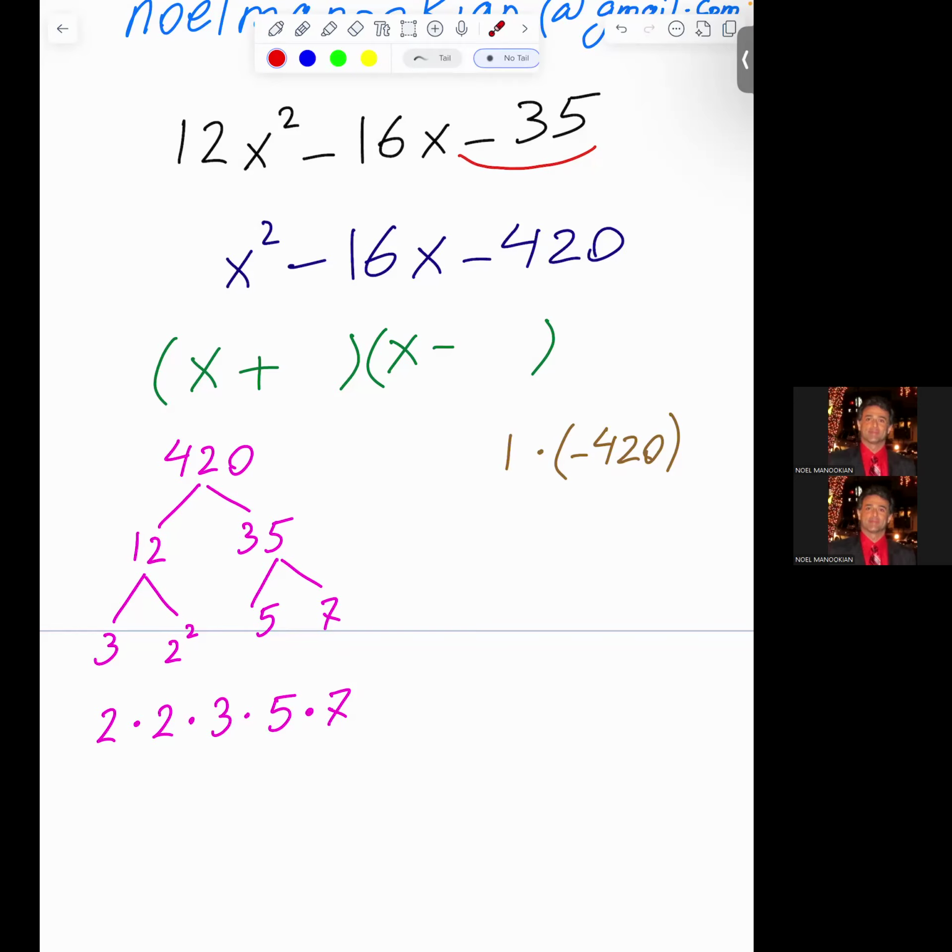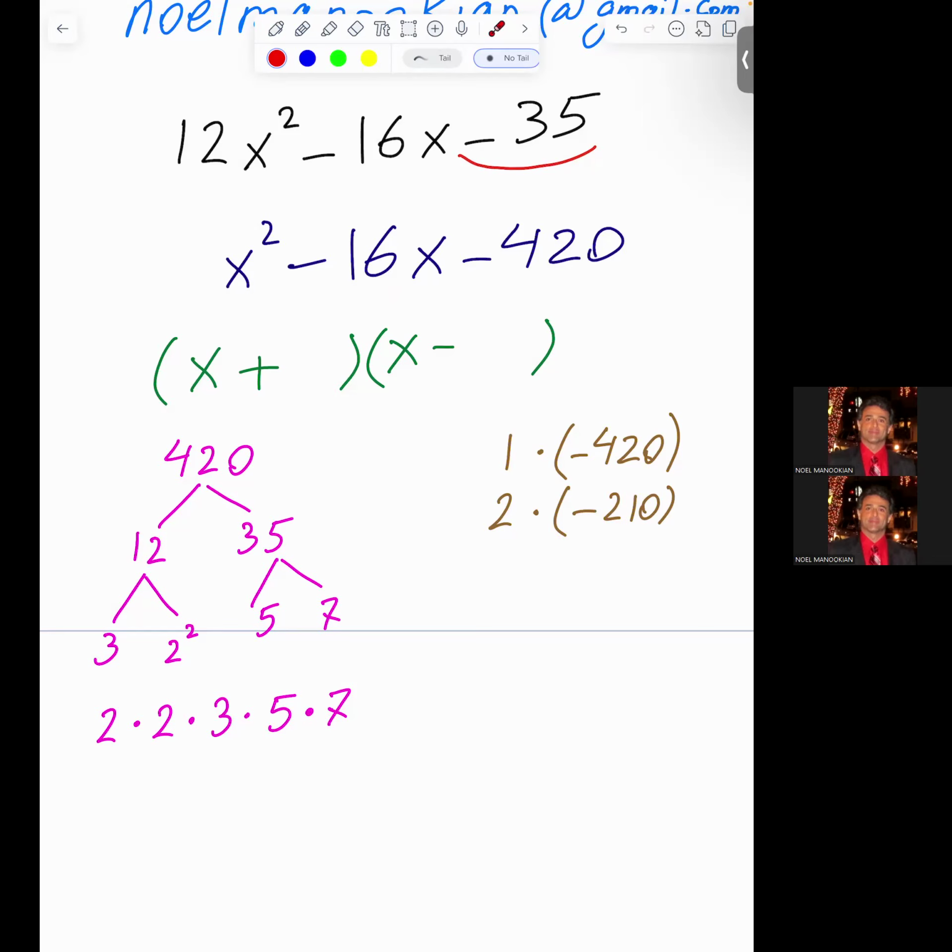So I'm going to check the other factor. 420, based on this factorization, can be divided by 2. It's obvious because this is an even number. So another combination could be 2 times, divide 420 by 2, 210. So negative 210. Again, you're going to get the product negative 420. But still, when you add these two numbers, you're not going to get negative 16.